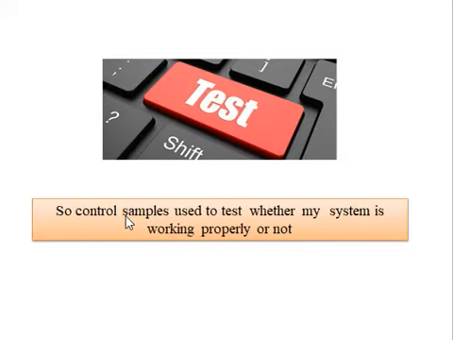And control samples are used to test whether my system, my work condition, which includes the instrument, reagents, the pipetting, the patient identification, the sample processing, everything from patient identification and getting the sample till the result measurement. All of these steps are called the system and the test condition. So a control sample can be used to test whether this system or work condition is working properly or not.